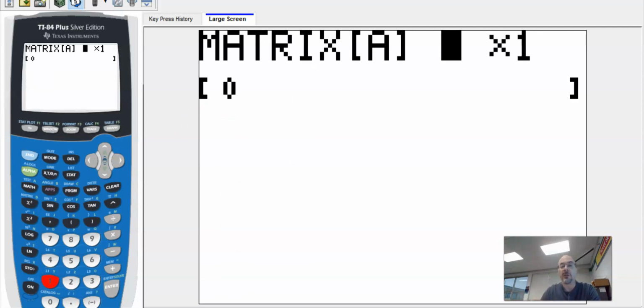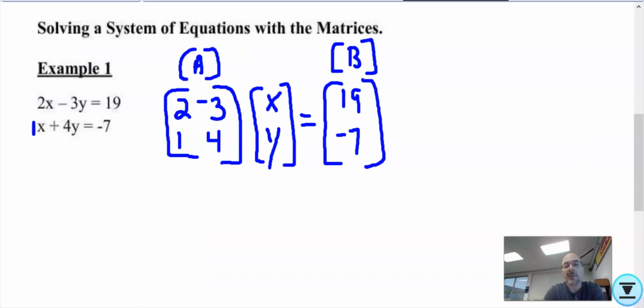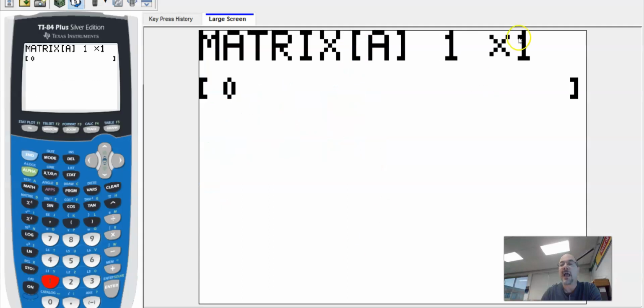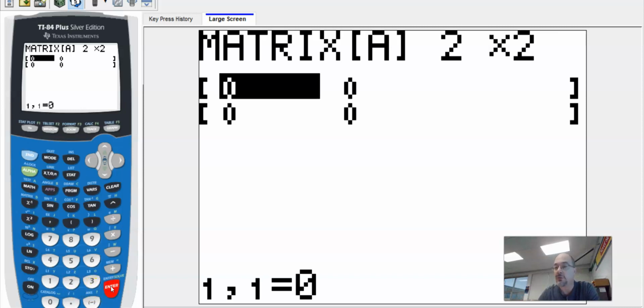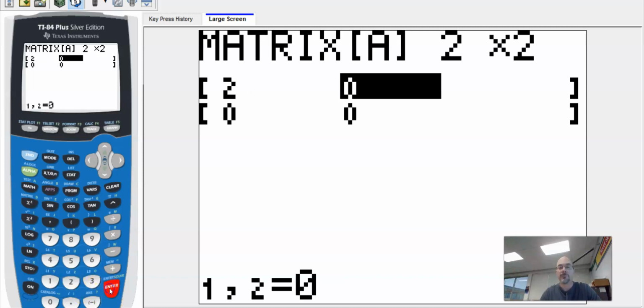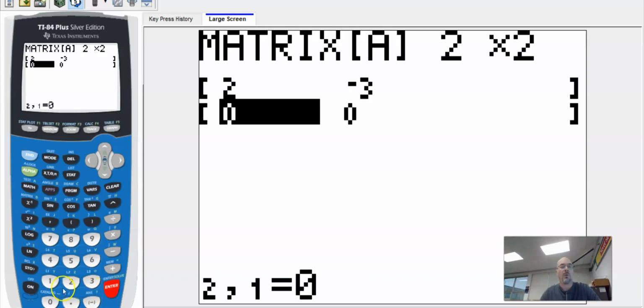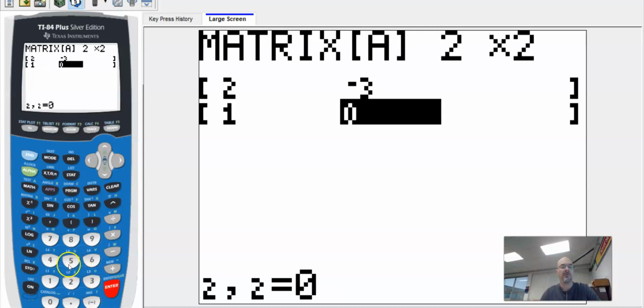Now, if we look at our matrix, it has 2 rows and 2 columns. So this matrix is a 2 by 2. We have to actually tell the calculator 2 and hit enter, and then 2 and hit enter. Notice it put the size of the matrix up at the top. Now you have 4 spaces to put your numbers. Type the first number, 2, and hit enter. Then the next number, -3, and enter. Then 1, and enter. And then 4, and make sure you hit enter.